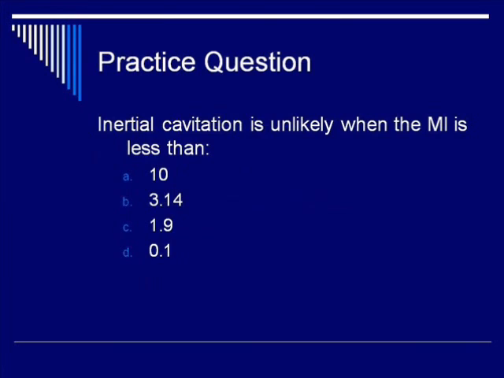Let's pause for another question. Inertial cavitation is unlikely when the mechanical index is less than which of the following? 10, 3.14, 1.9, or 0.1. You may pause the video to decide on an answer. The answer is C, 1.9. Inertial cavitation is unlikely when the mechanical index is less than or equal to 1.9.